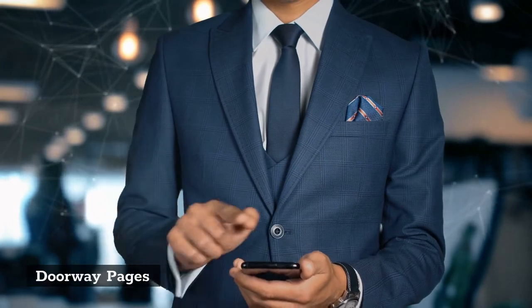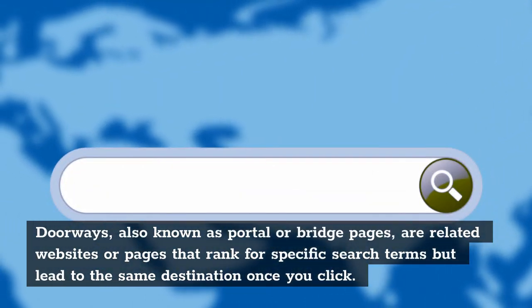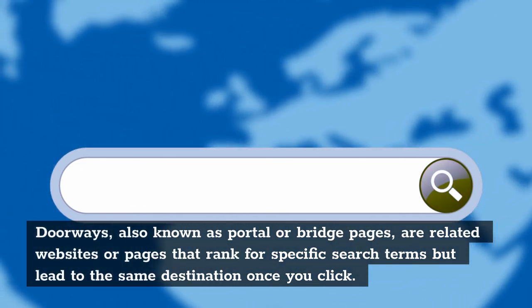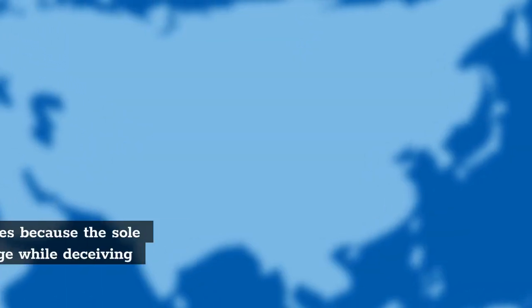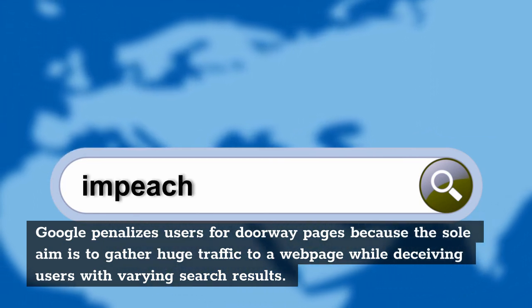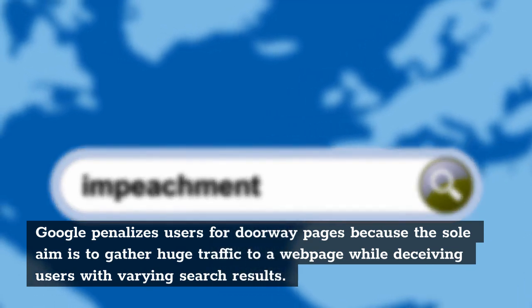Doorway pages. Doorways, also known as portal or bridge pages, are related websites or pages that rank for specific search terms but lead to the same destination once you click. Google penalizes users for doorway pages because the sole aim is to gather huge traffic to a web page while deceiving users with varying search results.